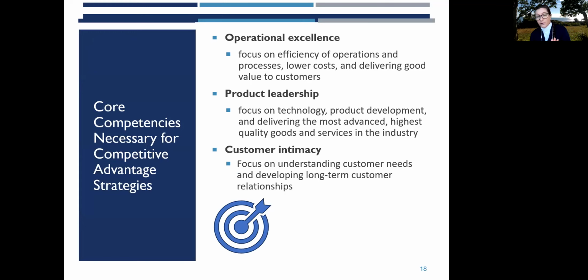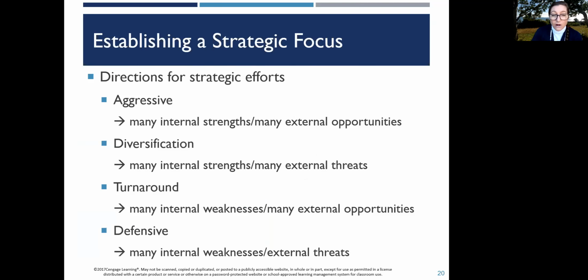Product leadership, we're focusing on innovation in terms of technology, in terms of product development, in terms of delivering a quality product or service in the industry. And then customer intimacy, here we're all about our partner relationships, our stakeholder relationships. Now, when we have many strengths and many opportunities, we're going to go for an aggressive run.